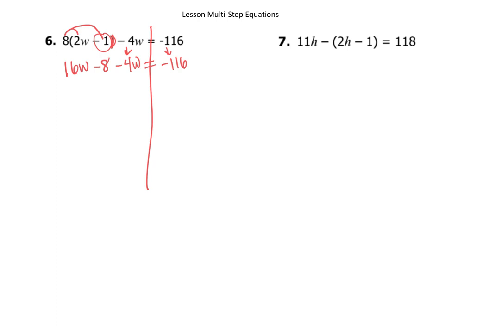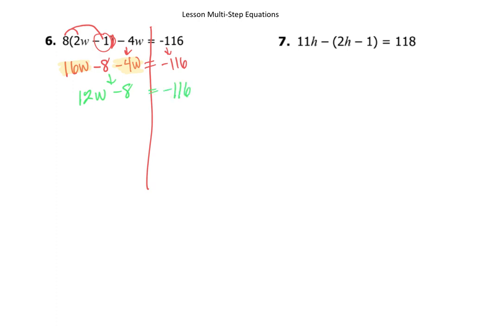Next, we check for like terms. On the left side, my 16w combines with a negative 4w. Negative 8 is all by itself. There's no other constants. So 16w's minus 4w's leaves us with 12w's. We're going to bring down negative 8. It's equal to negative 116.